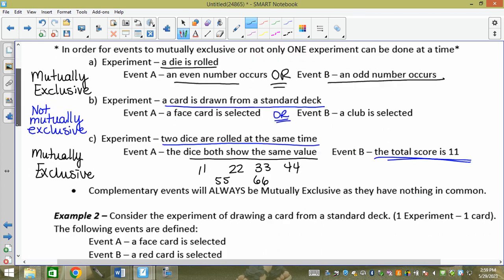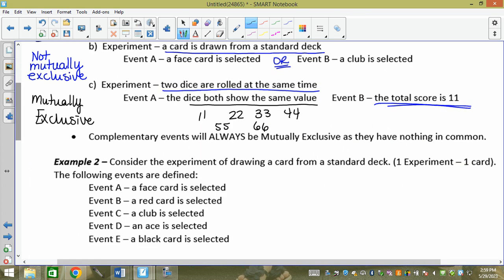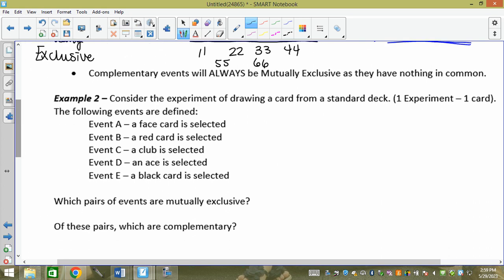Complementary events will always be mutually exclusive if they have nothing in common, like rain and not rain. Odds and not odds is the same as odds and evens, right? They're all complementary. So here we have, consider the experiment of drawing a card. One event or two? Is that one experiment or two experiments? I'm drawing a card. One. So it's mutually exclusive or not. Two, independent or dependent. If I drew a card and then another card, I can say, is it independent or dependent? Draw one card, mutually exclusive or not. Okay?